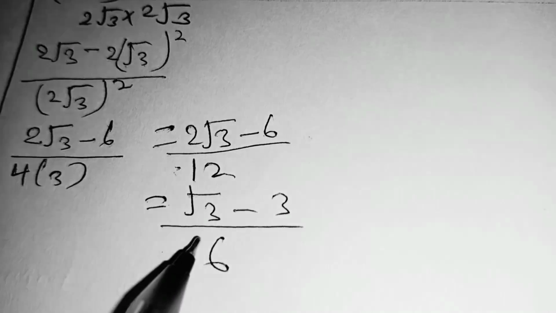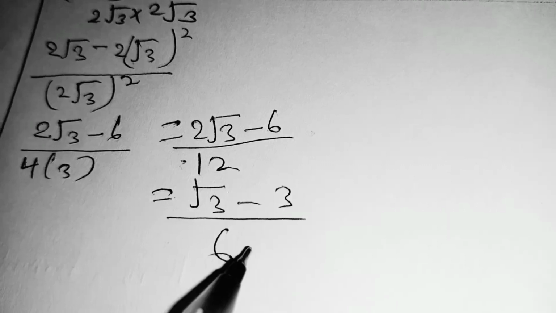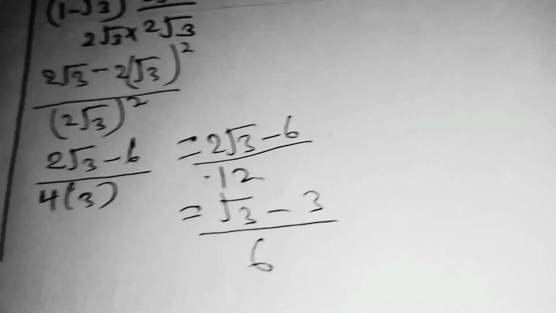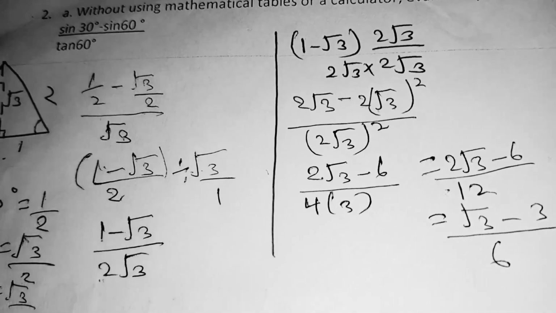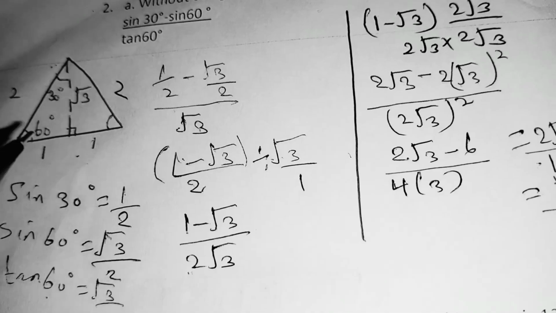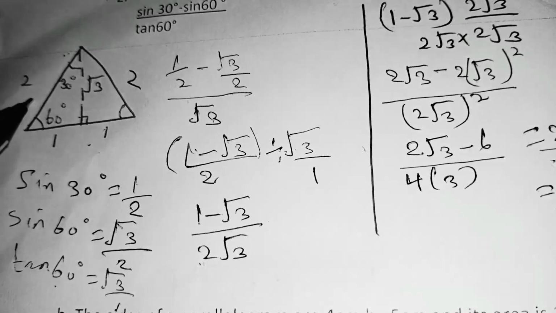So by 2, you will have 1 there. Negative 6 by 2 is negative 3. 12 by 2 is 6. So that is how you can simplify that equation without using mathematical table or calculator, by simply constructing an equilateral triangle as shown here of sides 2, 2.